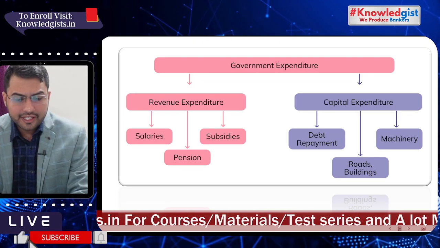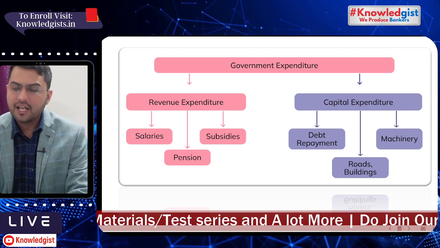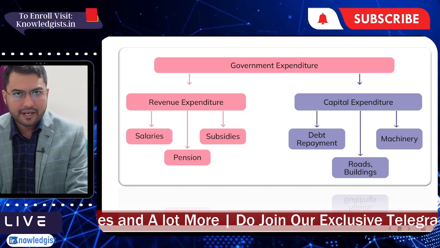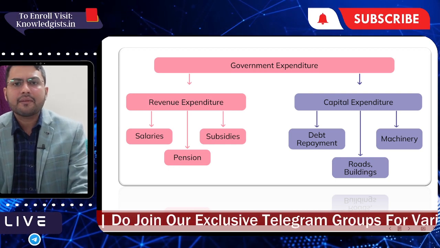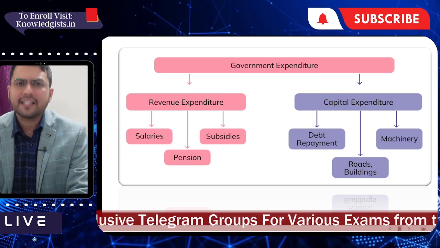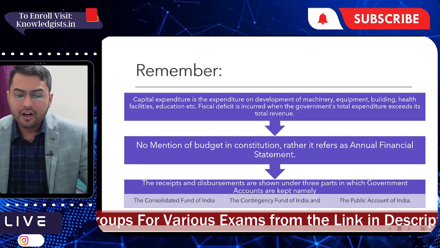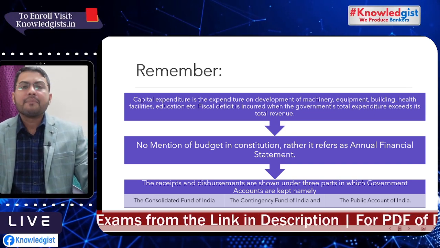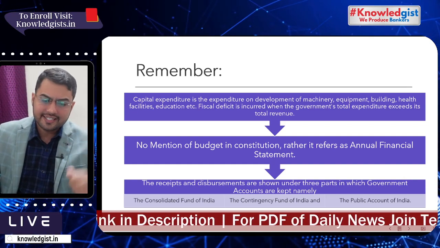How does the government spend money? By revenue expenditure. Revenue expenditure is like salaries, pensions, subsidies are the revenue expenditures for the government. What are the capital expenditures? Debt repayment, loan लिया है तो देना होगा, and that is capital expenditure. Machinery, government has to create machinery, new equipments, new infrastructure, roads, buildings, etc. are the capital expenditure for the government. So remember, capital expenditure is the expenditure on development of machinery, equipment, building, health facilities, education, etc. Fiscal deficit is incurred when the government's total expenditure exceeds its total revenue.